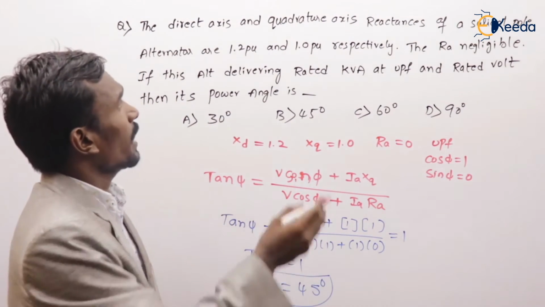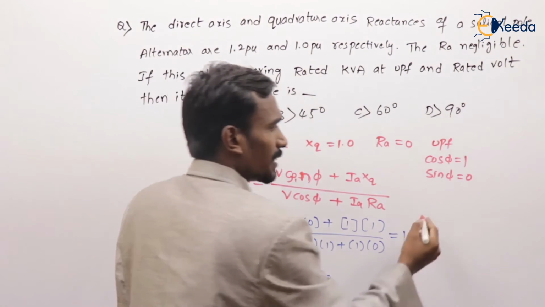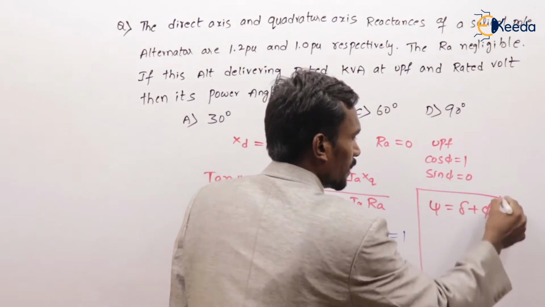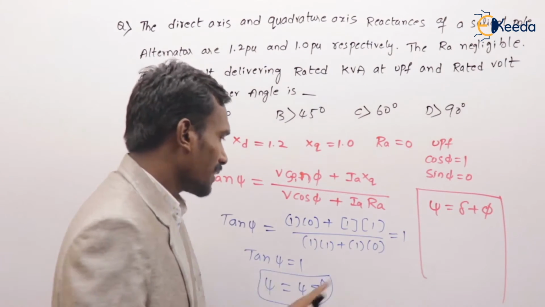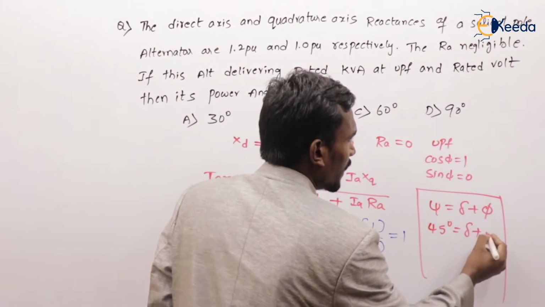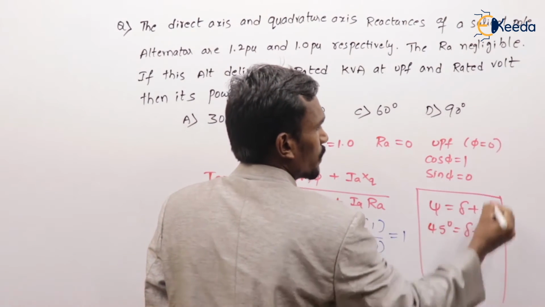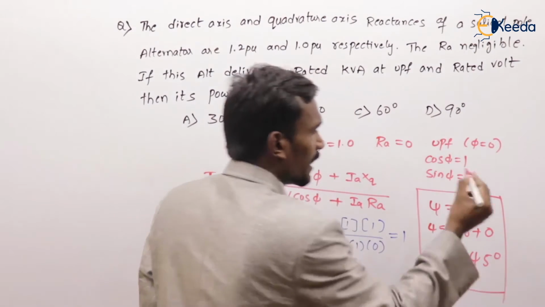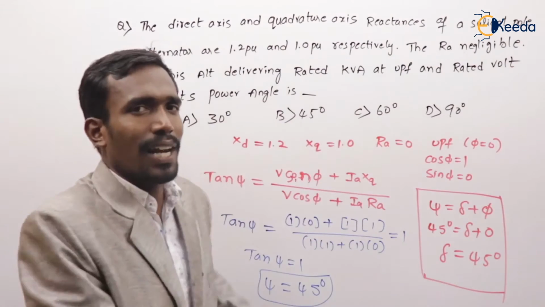But actually for an alternator, psi equals delta plus phi. What is psi? 45 degrees. Delta we have to find. What is the power factor angle? At unity power factor, phi equals 0. So delta equals psi. Delta equals 45 degrees, which is our answer.